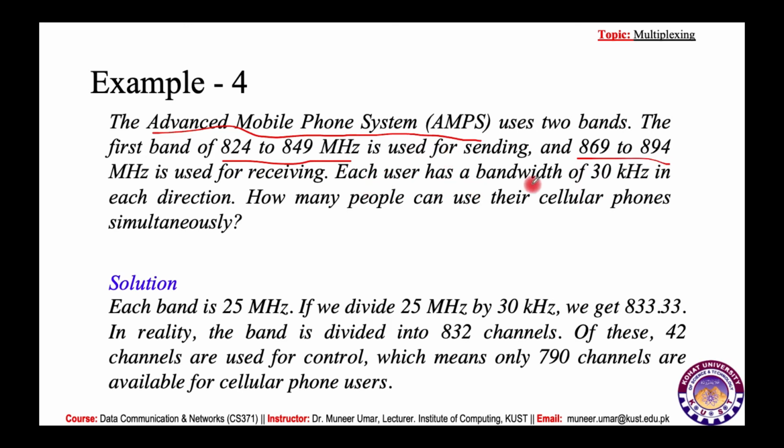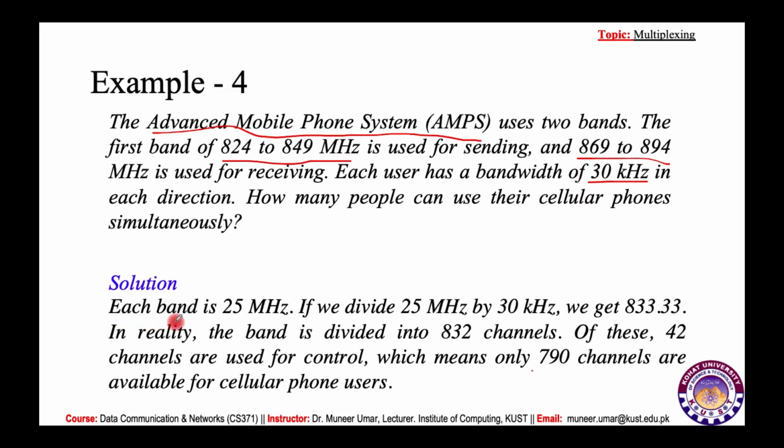Each user has a bandwidth of 30 kilohertz in each direction. How many people can use their cellular phones simultaneously? We have a range from 824 to 849 megahertz, 25 megahertz for sending, and 25 megahertz for receiving. Now each user has a bandwidth of 30 kilohertz, not megahertz, kilohertz in each direction, 30 plus 30. At one time, how many people can use cellular phones?